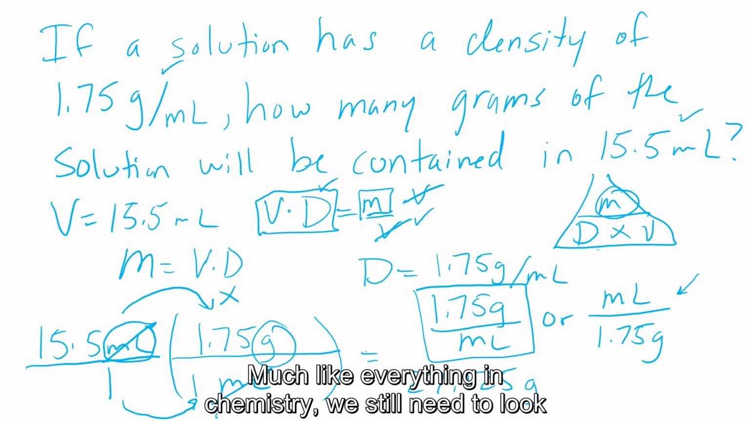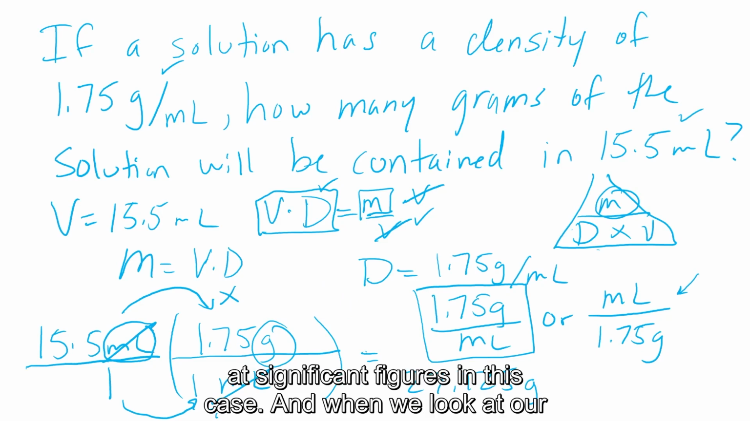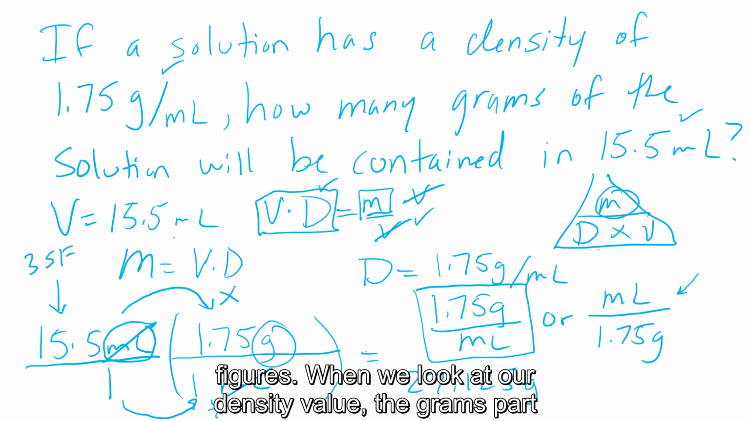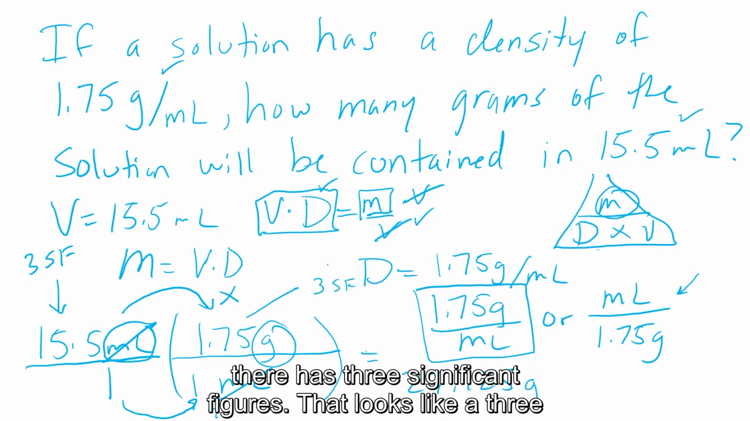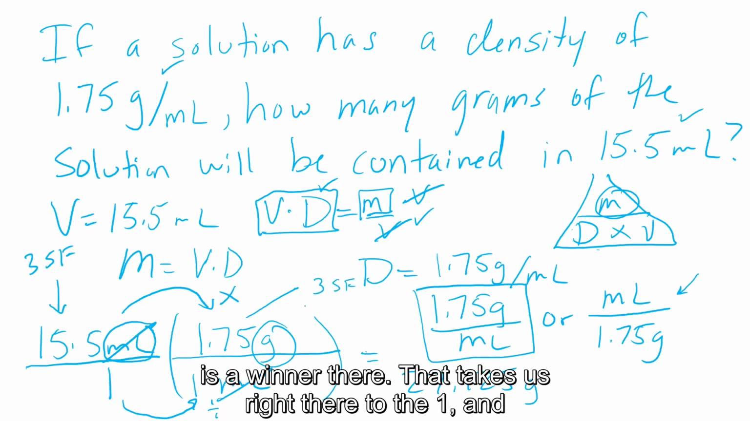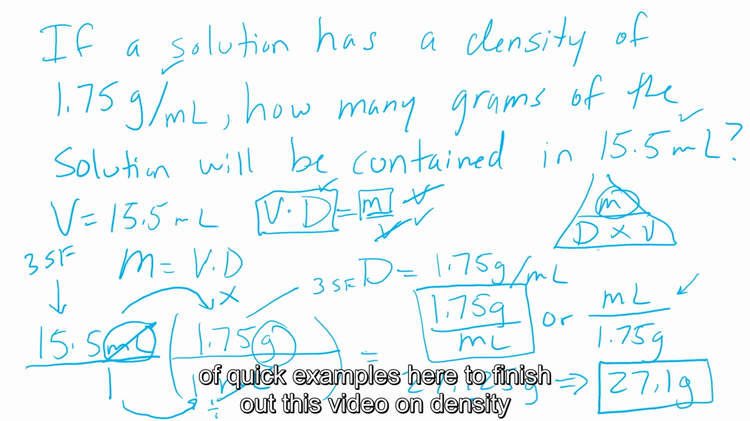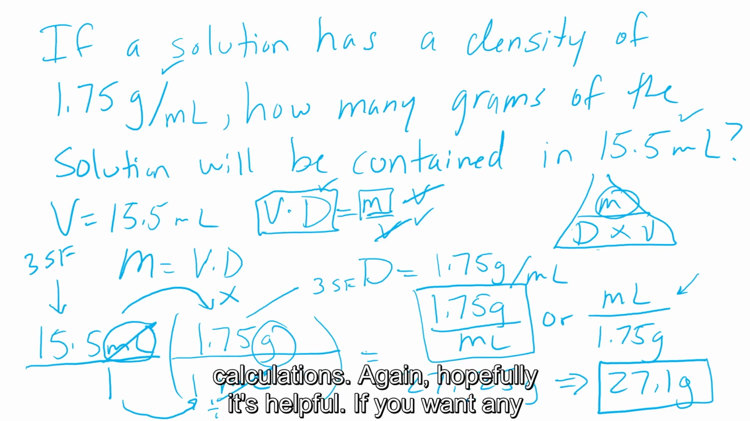Much like everything in chemistry, we still need to look at significant figures. When we look at our original number for volume, that has 3 significant figures. When we look at our density value, the grams part there has 3 significant figures. That looks like a tie at 3, which takes us right there to the 1. And really, we should end up with 27.1 grams. So there's a couple of quick examples here to finish out this video on density calculations.